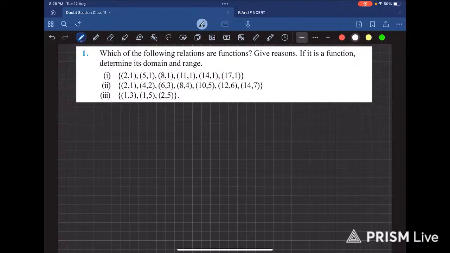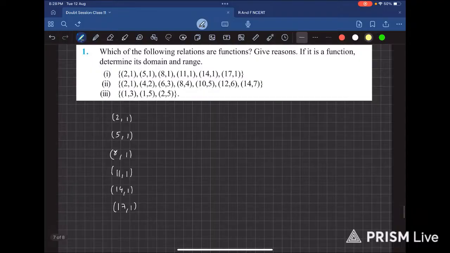The question is, which of the following relations are functions? Give reason. If it is a function, then determine domain and range. You can see here the first bracket is 2 to 1 and then 5 to 1. I will just focus on the ordered pairs: 8 comma 1, 11 comma 1, 14 comma 1, 17 comma 1. We check if any first value, 2, 5, 8, 11, 14, 17, is going to repeat.